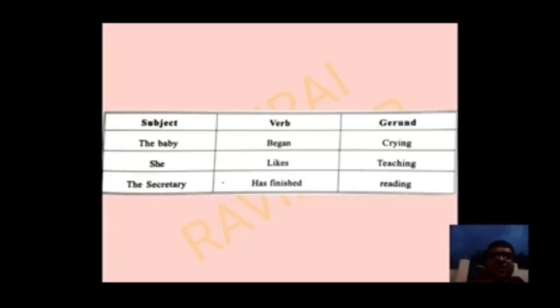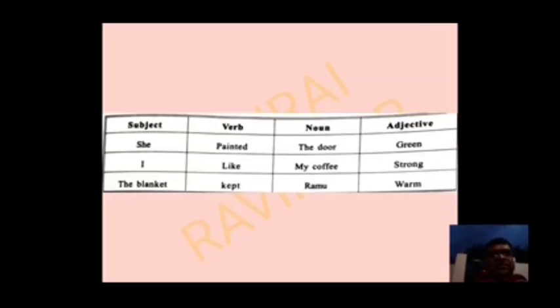So here you see subject, verb and gerund. The baby began crying. What is the gerund here? Crying. She likes teaching. The secretary has finished reading.